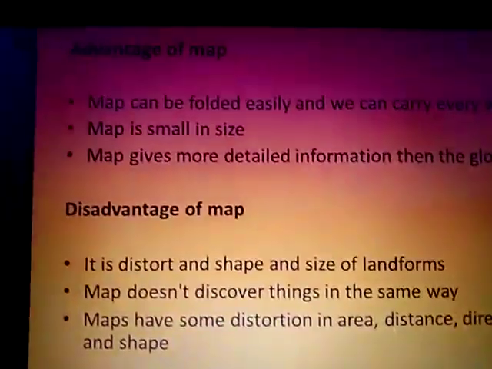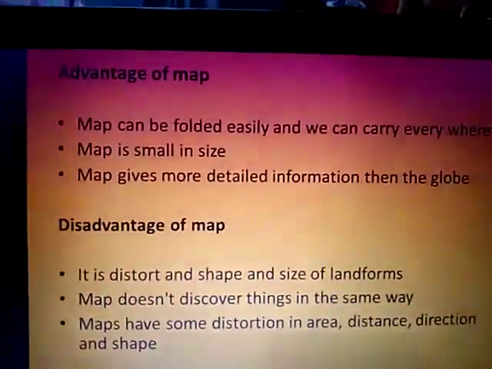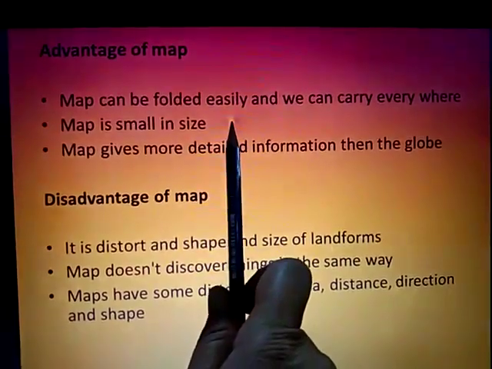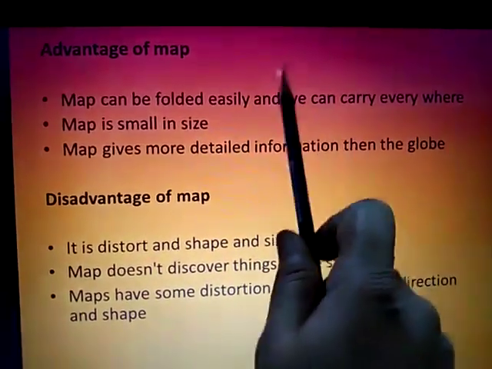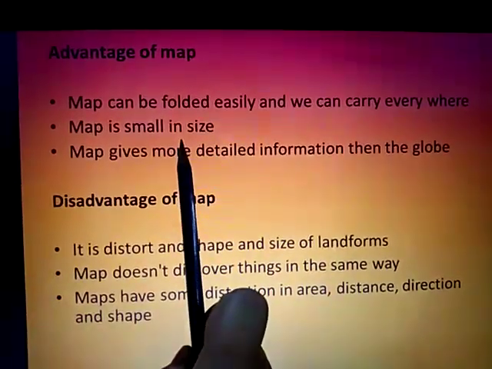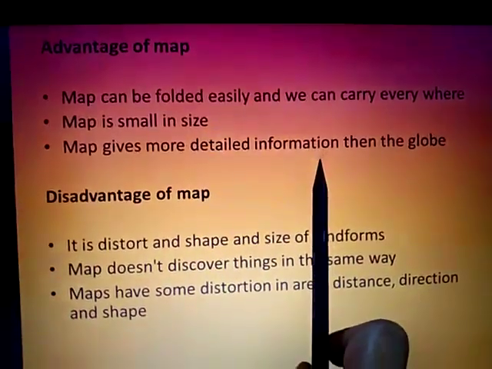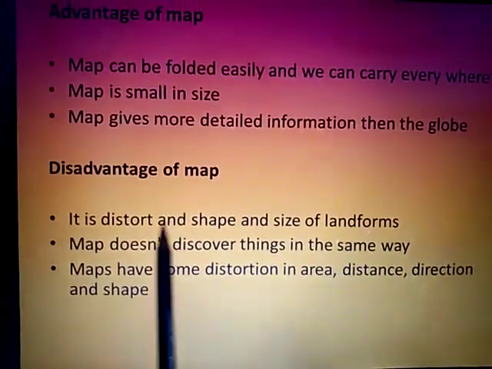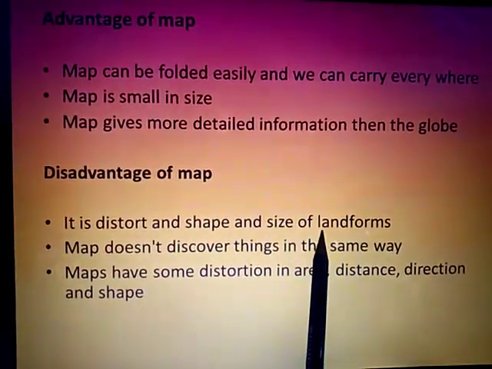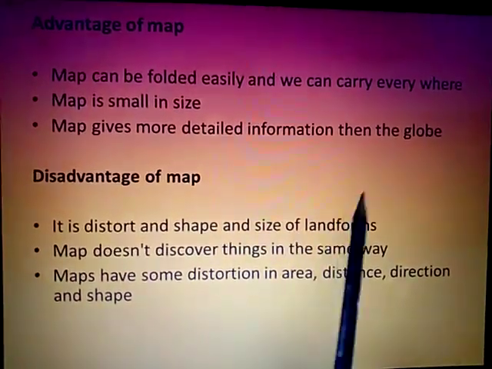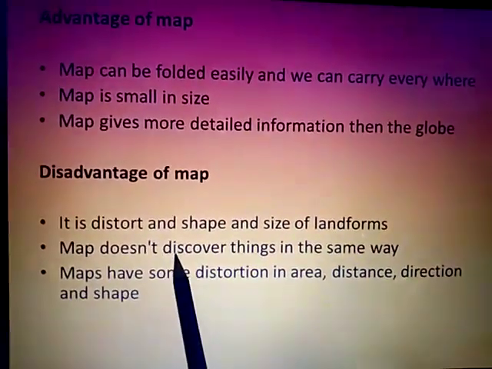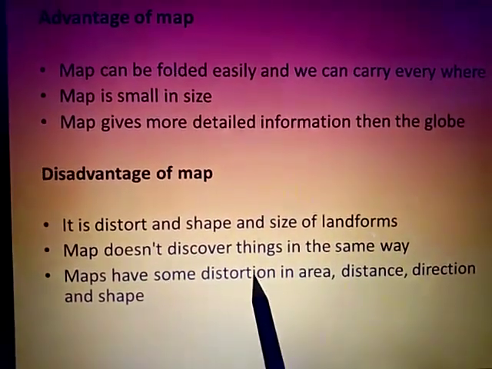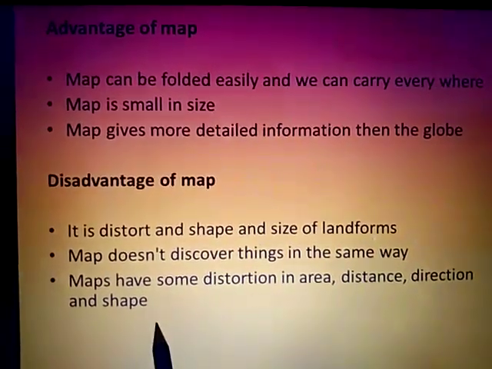There are different advantages and disadvantages of a map. The advantages of maps are that they can be folded easily, are very mobile, can be carried anywhere, are small in size, and give more detailed information than the globe. There are some disadvantages. It can distort the shape and size of landforms; it may show a place small, but the place can be much bigger. As I told you, there may be some distortion in area, distance, direction and shape.